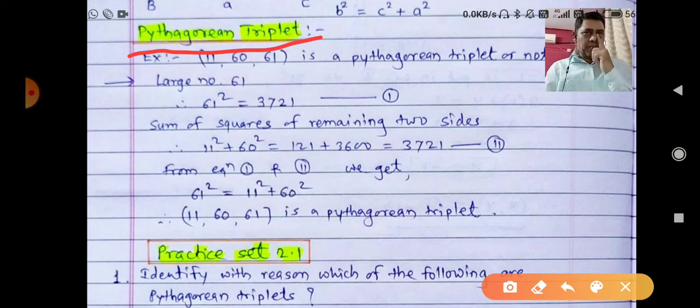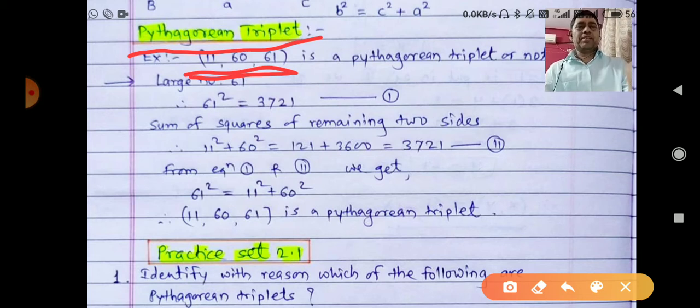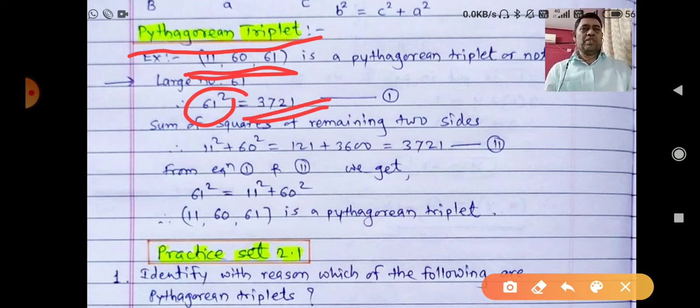Here we take an example, 11, 60 and 61. These are the lengths of the sides of a right angle triangle. Is it a Pythagorean triplet or not? Look carefully. Here the largest side is 61. So this is the hypotenuse. So we take first 61 square is equal to 3721. This is our first equation.